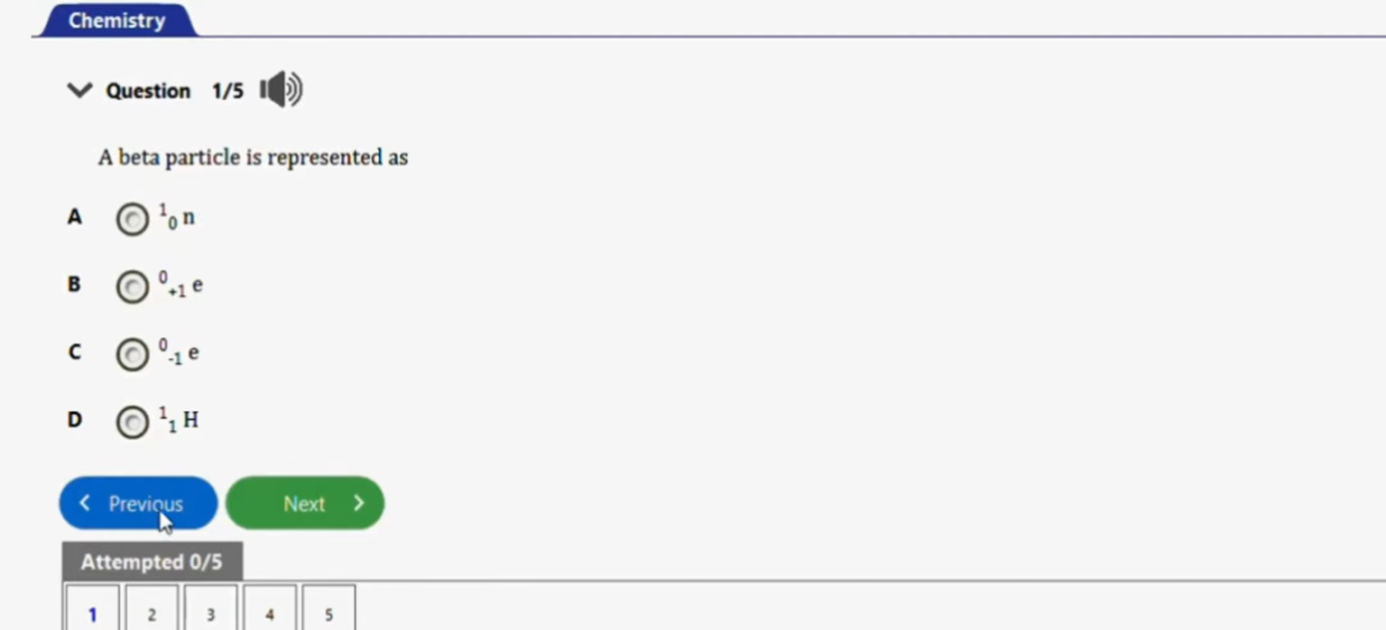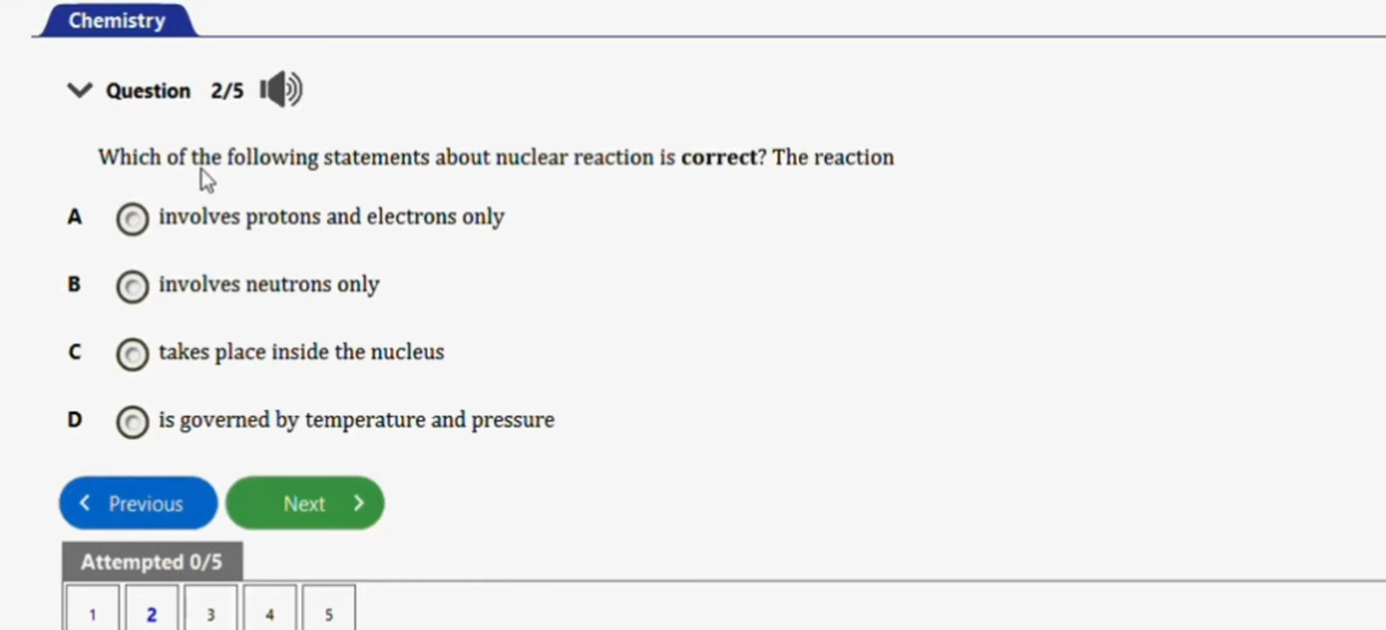The next repeated question will be this one. So the right option here is option C. So this question 2 says, which of the following statements about nuclear reaction is correct? The reaction involves protons and electrons only. No. Involves neutrons only. No. Takes place inside the nucleus. Yes. So this is the right option, option C.